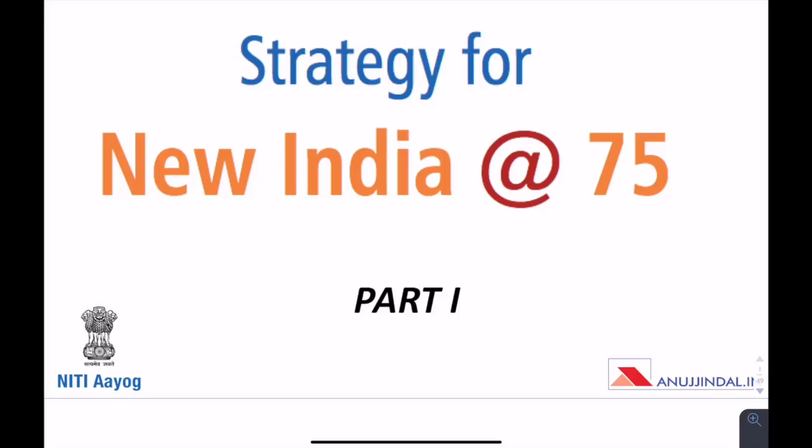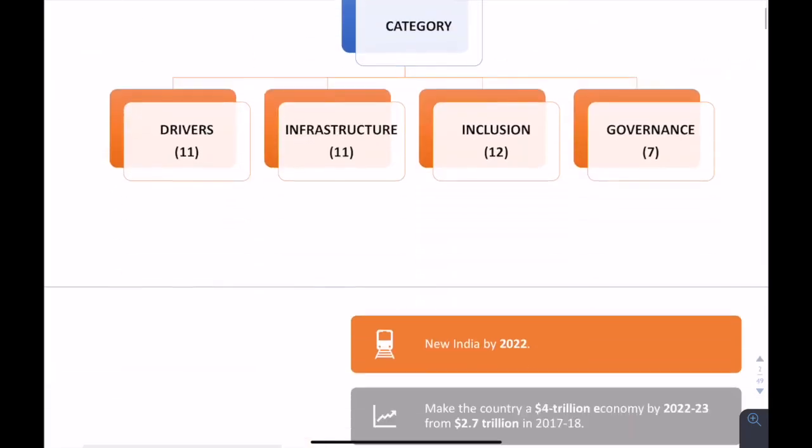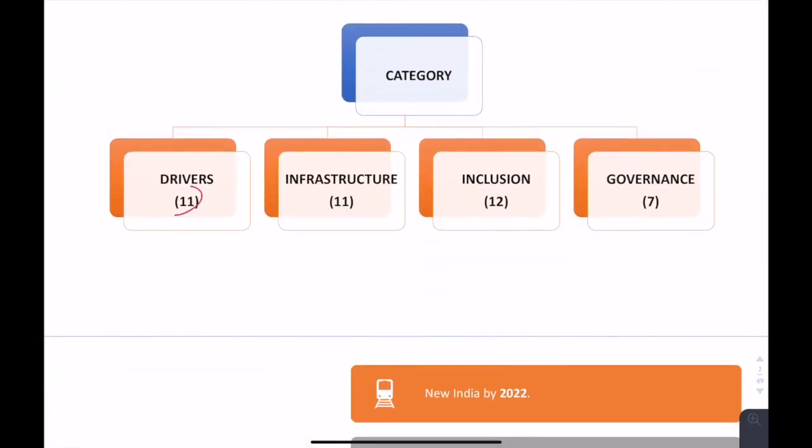My name is Anuj Jindal, and today we are going to take our discussion forward and talk about the report which recently came out by NITI Aayog called Strategy for New India at 75. It's a futuristic report which gives an account of what India has done so far and what the future should look like according to NITI Aayog, and the recommendations given by the Aayog to make that a reality.